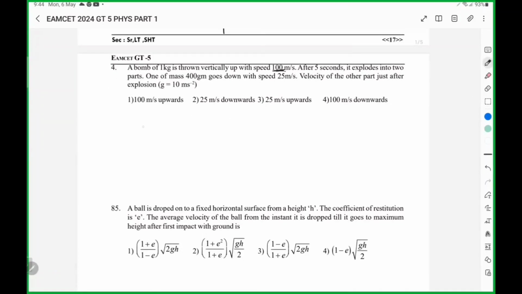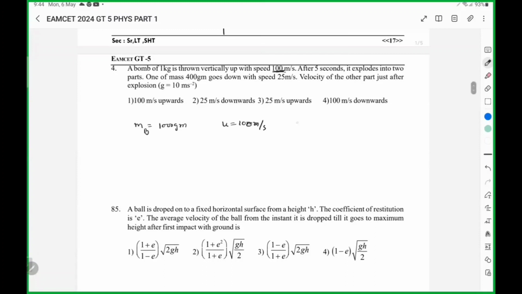A bomb of 1 kg, mass of bomb 1000 grams. Initially it is projected with 100 meter per second. Velocity after 5 seconds is 100 minus 10 into 5, which is 50 meter per second. It explodes without any external force applied. So momentum is conserved.